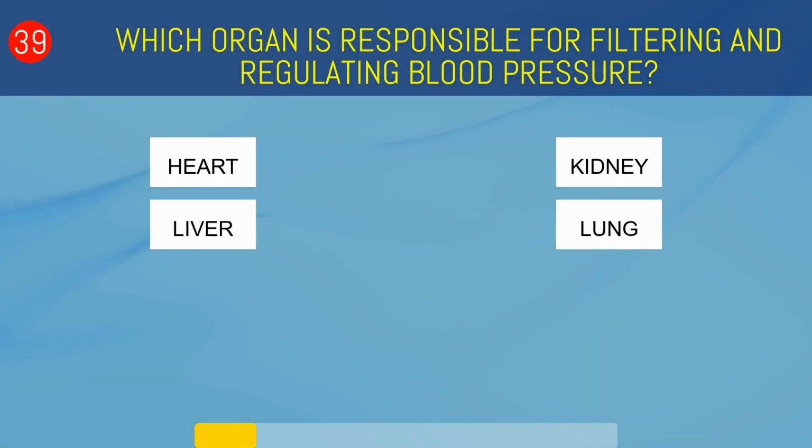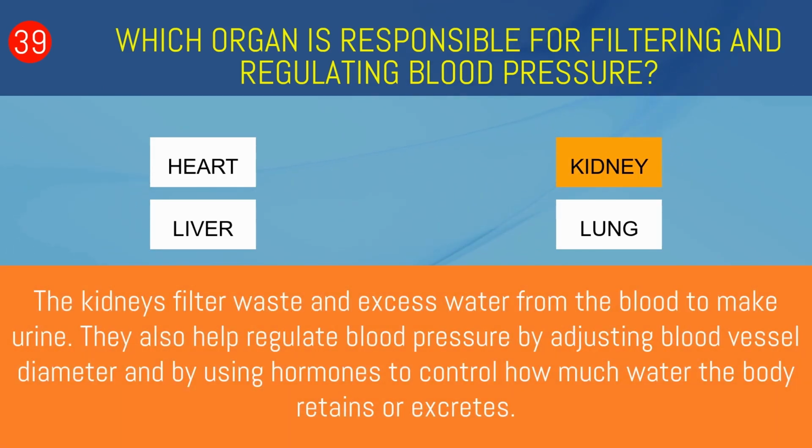Which organ is responsible for filtering and regulating blood pressure? Heart, liver, kidney, or lung? Kidney. The kidneys filter waste and excess water from the blood to make urine. They also help regulate blood pressure by adjusting blood vessel diameter and by using hormones to control how much water the body retains or excretes.